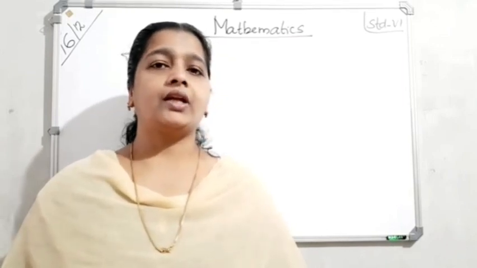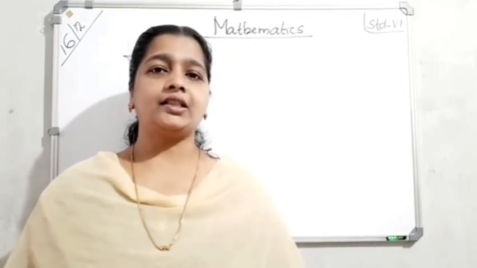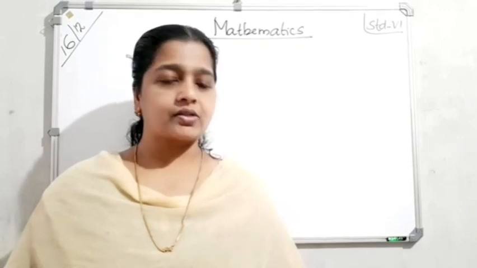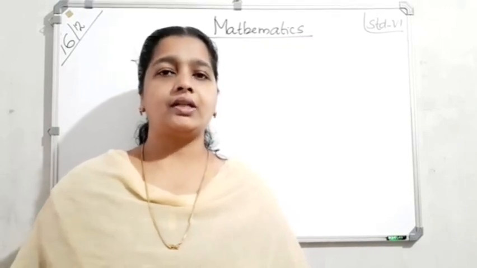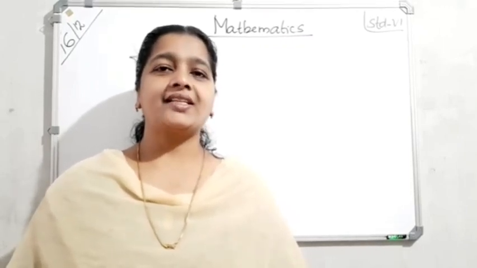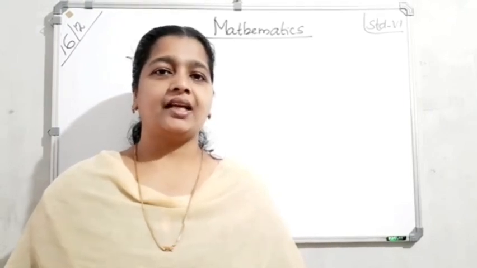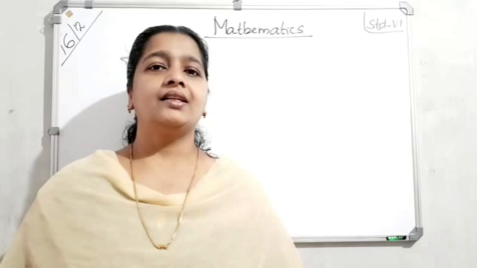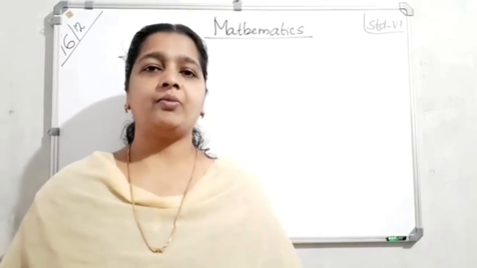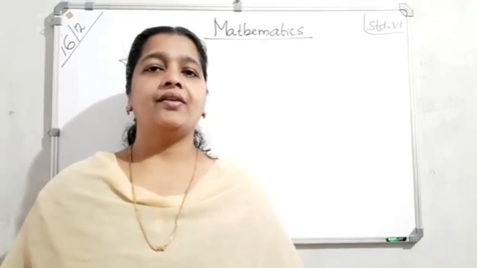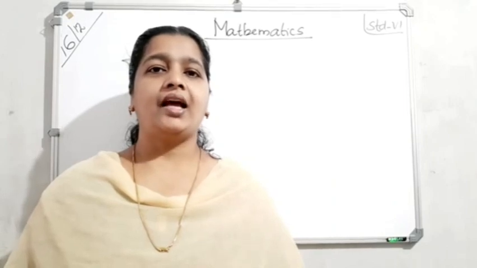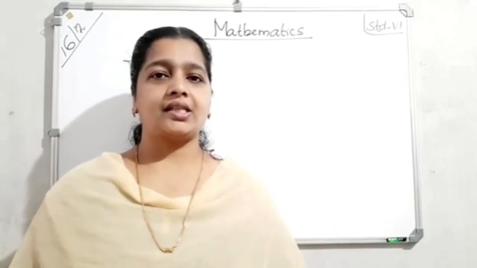Then perimeter of a rectangle equals 2 into length plus breadth. Perimeter of a square equals 4 into length of its side. Perimeter of an equilateral triangle equals 3 into length of its side. Then perimeter of a hexagon, 6 into length of its side. Perimeter of a pentagon, 5 into length of its side. And octagon, 8 into length of its side, isn't it?